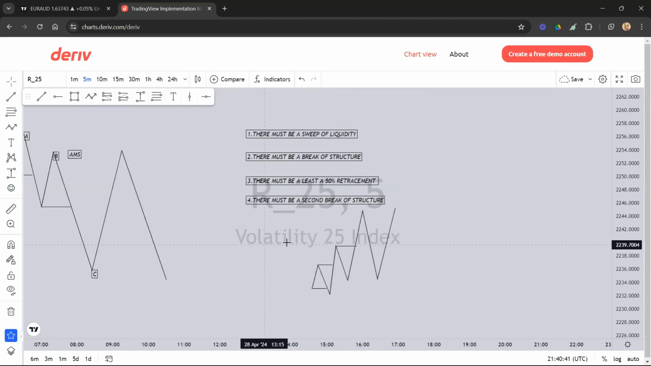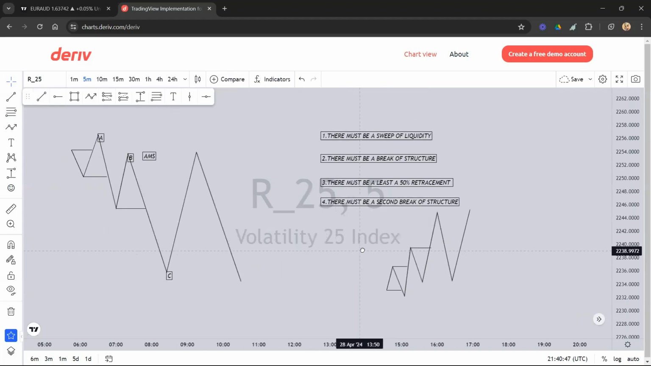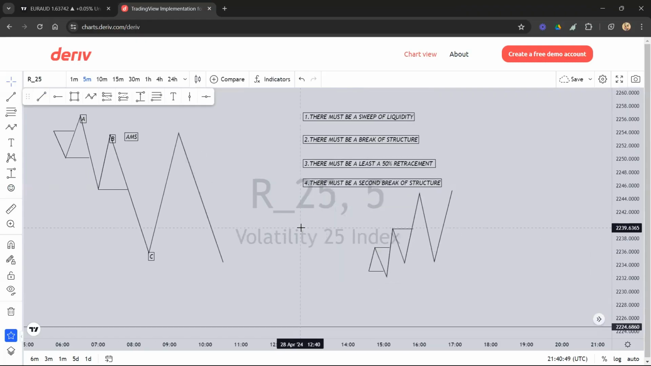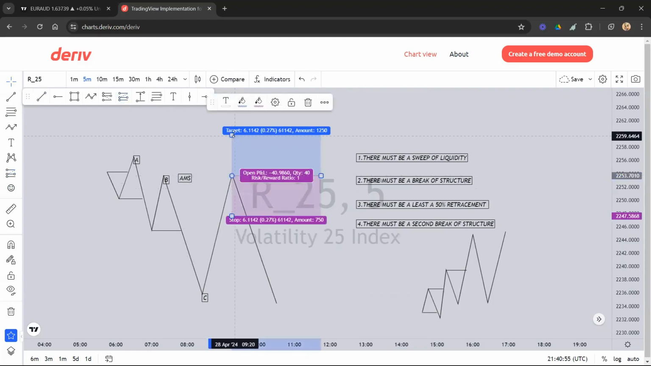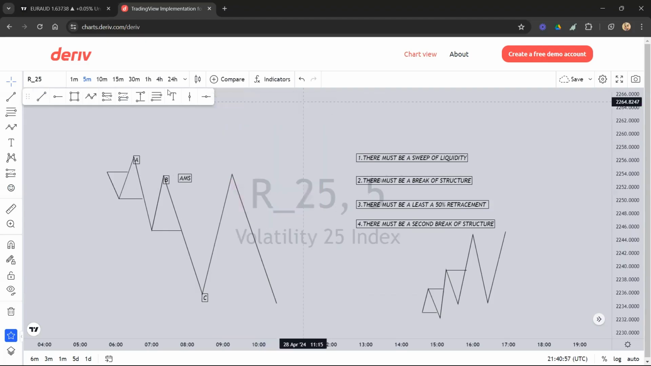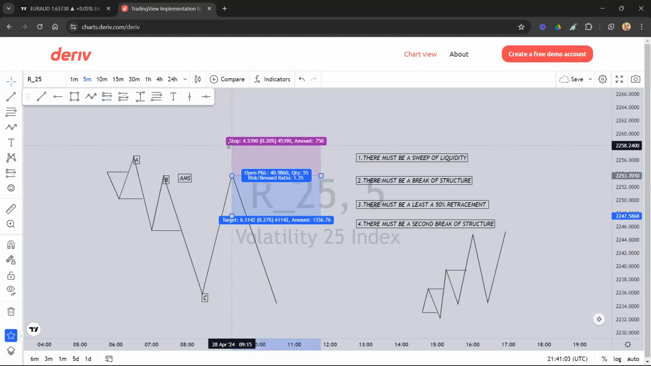So once you see this in the market, your point A, your point B, and your point C, your take profit is always at your point C level. And your stop loss is usually above your point A. So if you are selling something like this, stop loss will be above here, and then you take profit here.